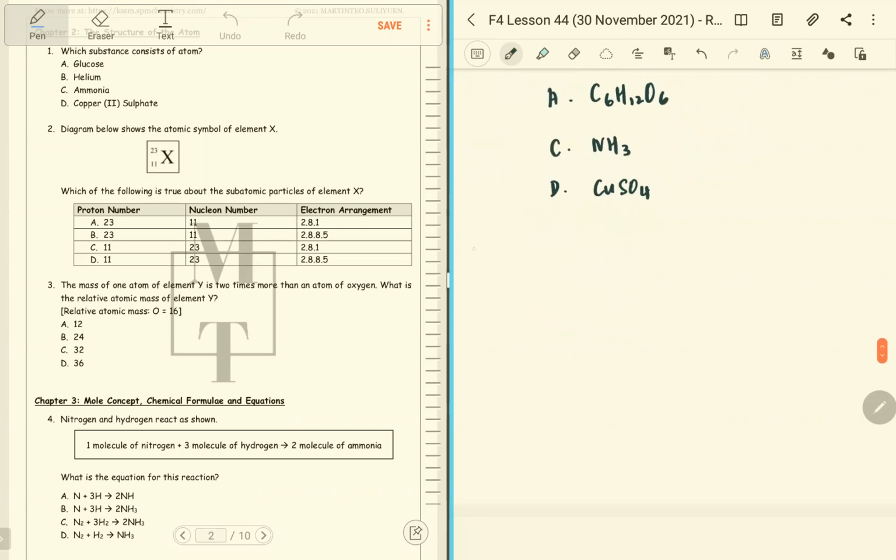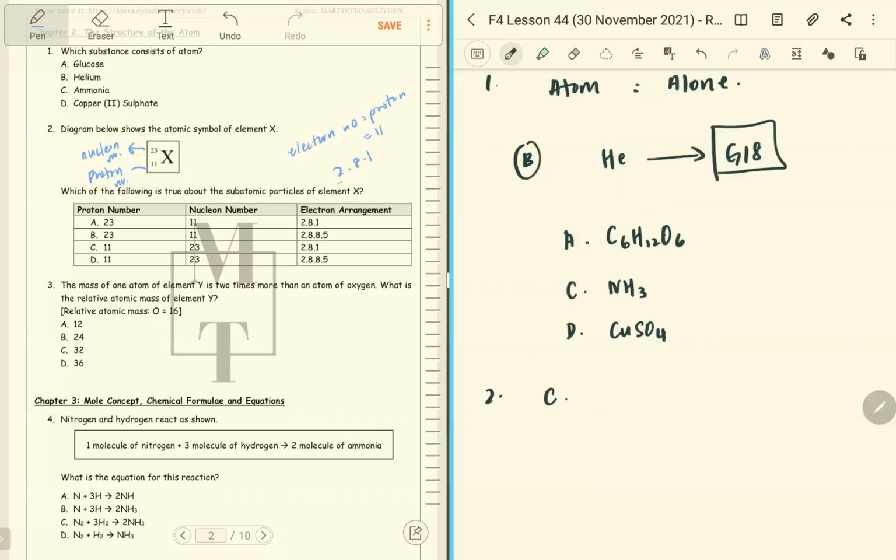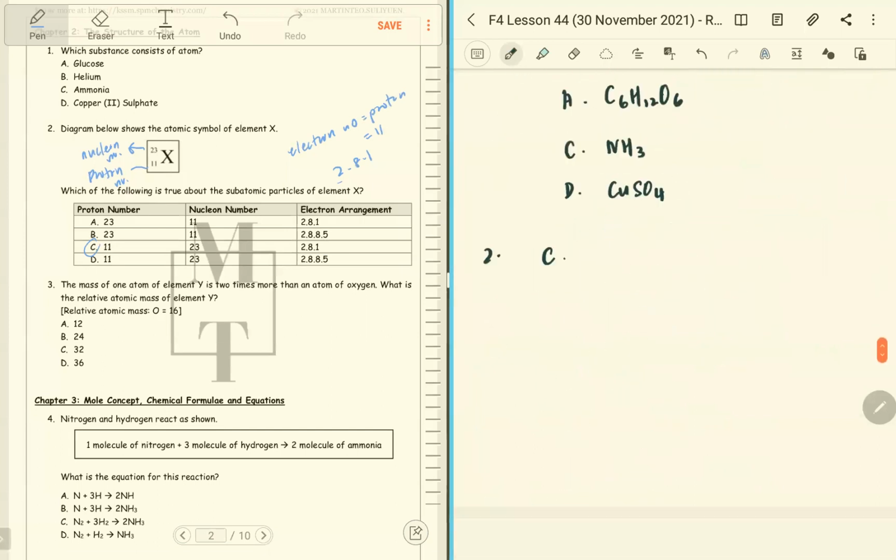So that's a trick. Second one, the diagram below shows the atomic symbol of the element X. A lot of people got this correct. I think this one's very easy. The answer is C. The small number is always the proton number, and the big number is always the nucleon number or mass number. For an atom like this, the electron number is equal to the proton number. Then you just put in your electron arrangement. Your electron number is 11, so you have 2.8.1 to make up 11. So the answer is C. This one should be simple. Okay, third one.